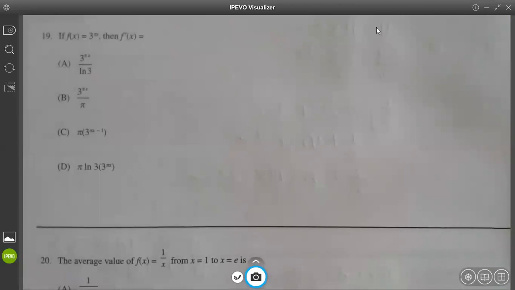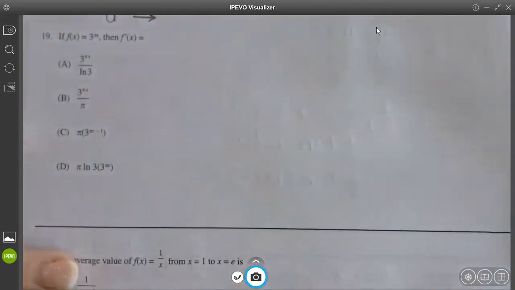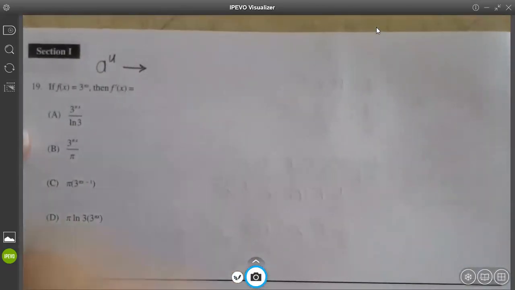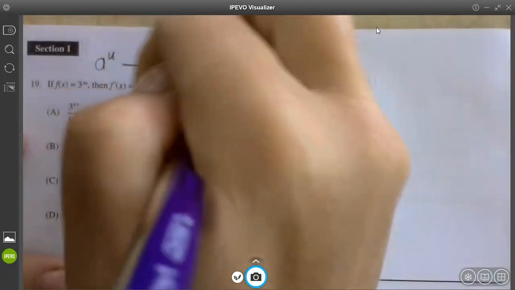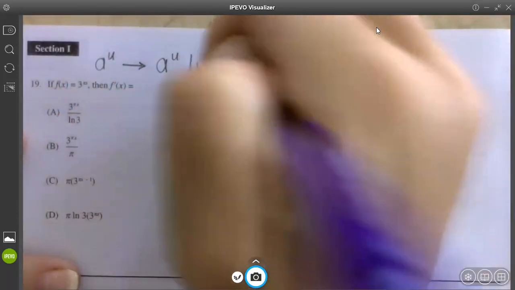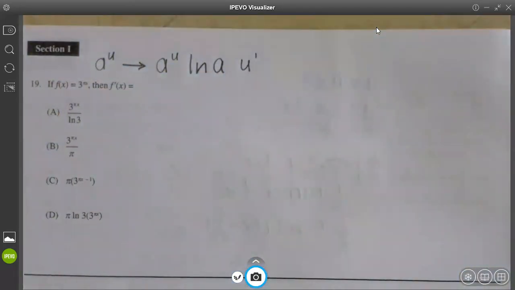All right. This is a to the u again. There is your formula for that. We didn't do u prime on the last one because it would have been 1, so there's no point in doing it. This time we have a power that has a function in it, so I'll have to take the derivative.